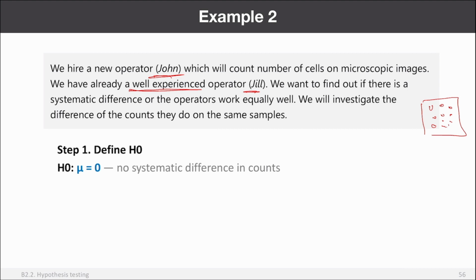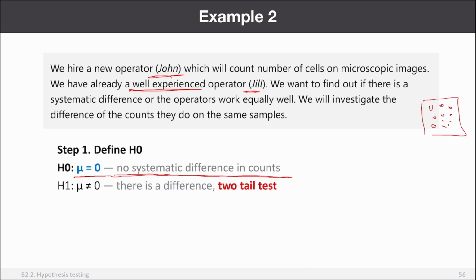So we take how many cells John sees and how many cells Jill sees on the same image, and then we take the difference. And if the average count should be the same, then the average difference should be 0. So if the average difference is 0, it means there is no systematic difference in counts. It means that on average, the number of cells Jill and John find in these images is the same.